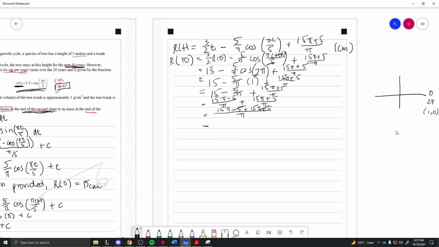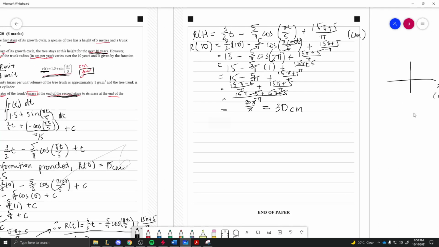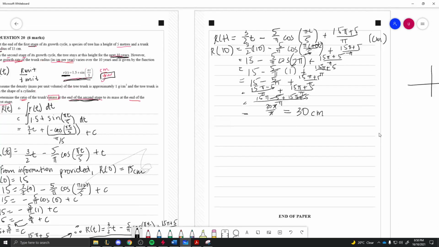So you'll end up with 15 plus 15, 30 pi on pi. And because these cancel, these are ignored because they equal 0. And then now these pi's can be cancelled and this equals 30 centimeters. Now that we have this, at the end of the first cycle, the radius is 30 centimeters.